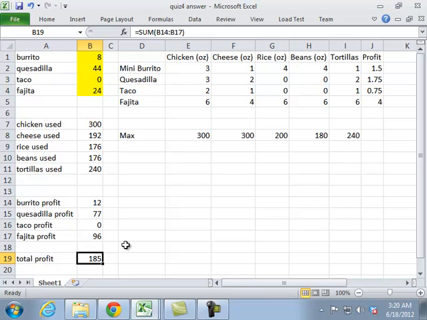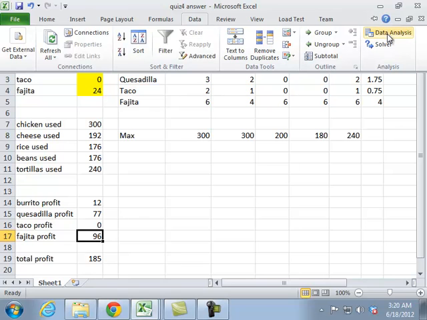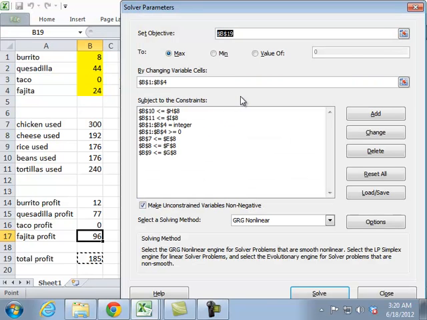Now that we've built the model, we have our 2 key ingredients. We have our usage and we have our profit. Now we're going to optimize it. So we're going to go to Solver, and as you can see, my objective is my total profit. My changing cells are B1 through B4, my amounts. I have a number of constraints.